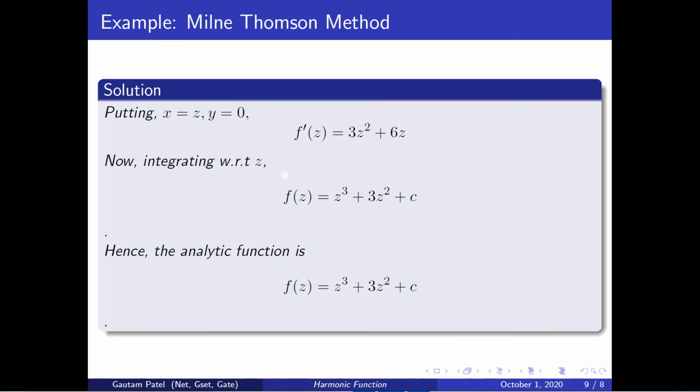Now to find f of z, integrate with respect to z. So f of z is 3z cube by 3, which cancels, giving z cube, plus 6z square by 2, which gives 3z square, and the integration constant plus c, which is our required analytic function. Hence the analytic function is f of z equal to z cube plus 3z square plus c.